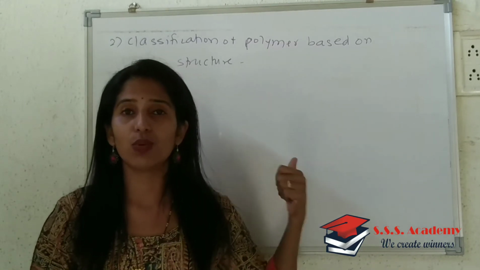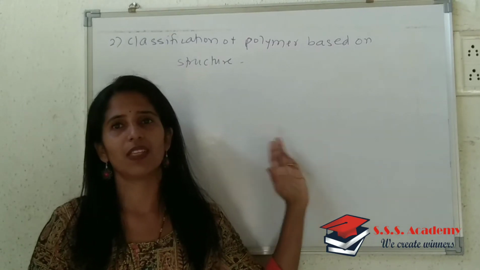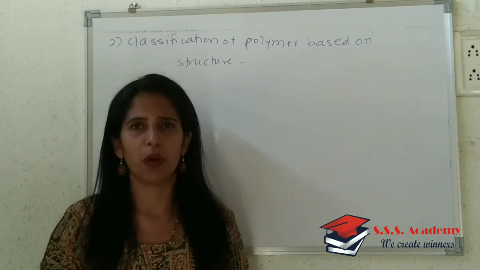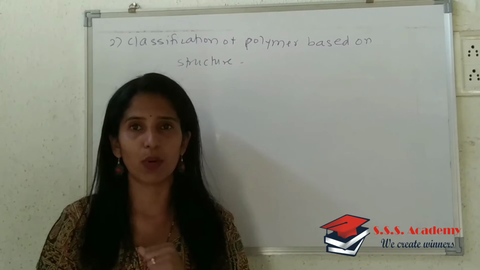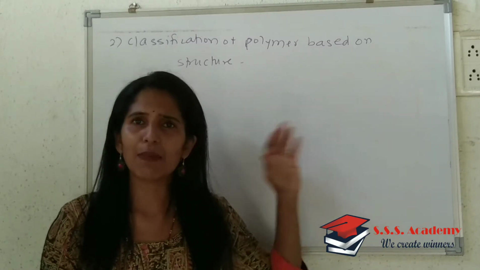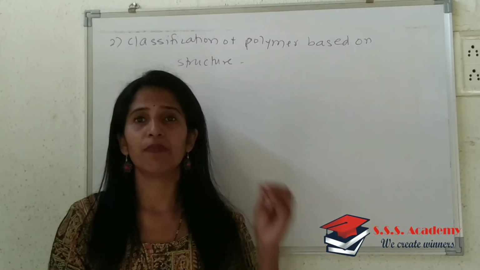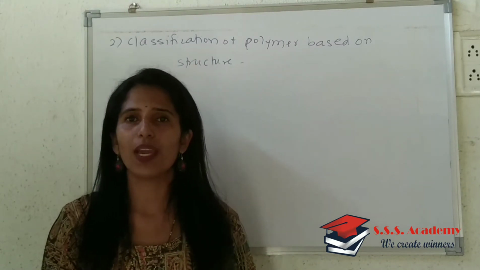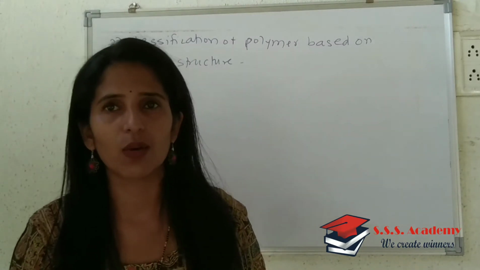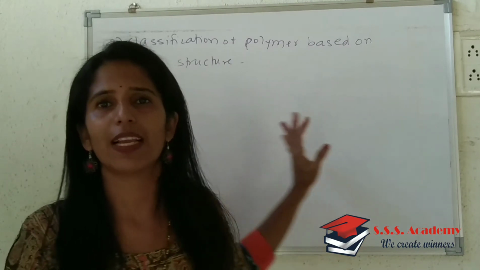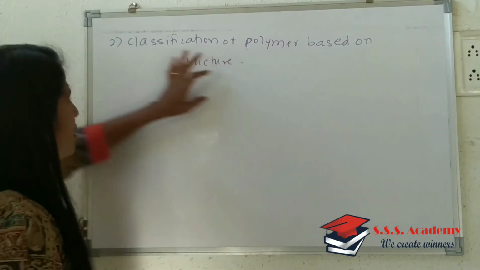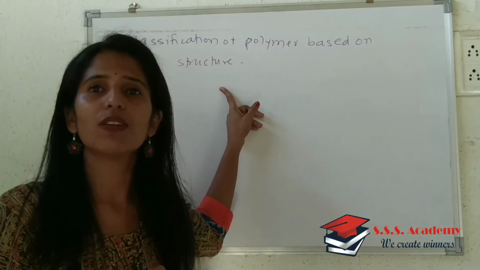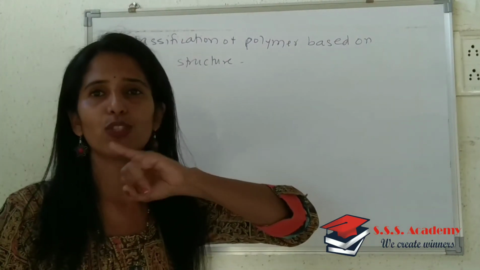So today in this lecture we will start with the second basis for classification, and that refers to the structure of polymer. Structure of polymer plays a very important role. That basis of classification depends upon the arrangement of monomers in the polymeric chain. In what way those monomers are attached to one another, on the basis of that there is a second basis for classification, the classification of polymer based on structure. On the basis of structure, polymers are classified into three types.